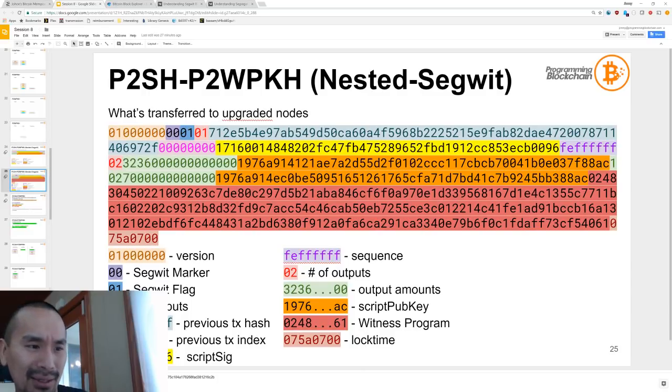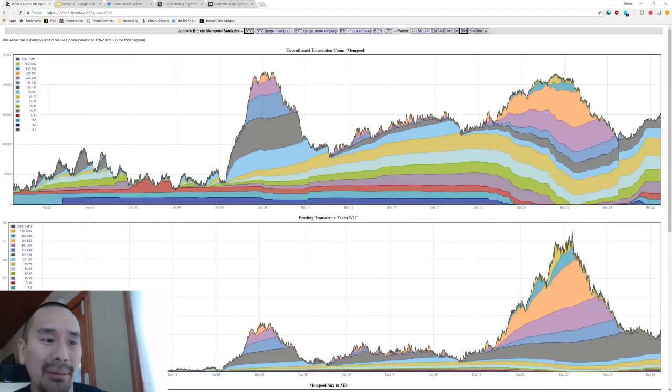Anyway, hopefully this helped you understand how Segwit can be utilized to fit more transactions into a block and thus reduce this giant mempool that we have.